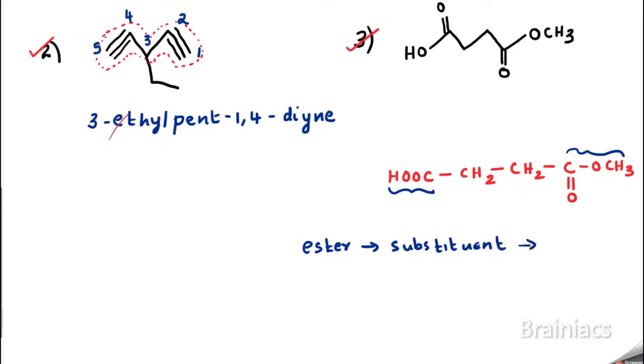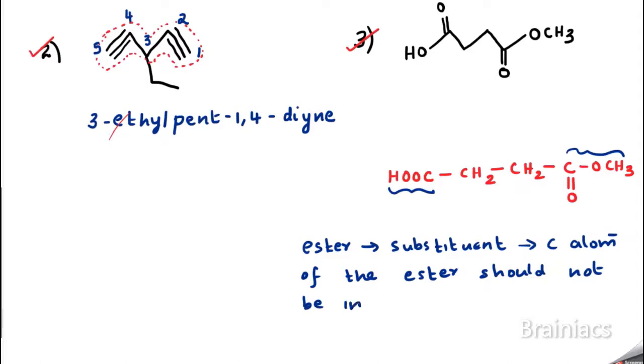atom of the ester should not be included in the parent carbon chain. You can see that in the priority table. Okay. Why? Because whenever the carbon atom is included, we can see that for ester there is no prefix. If the carbon atom is not included, then only the prefix is available. So here we know that this is a substituent, so we cannot include the carbon atom of the ester.